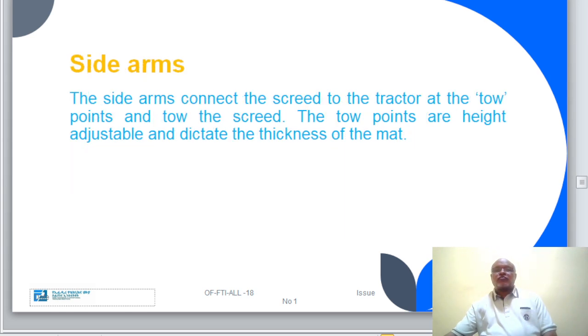Side arms. The side arms connect the screed to the tractor at the tow point and tow the screed. The tow points are height adjustable and dictate the thickness of the mat.